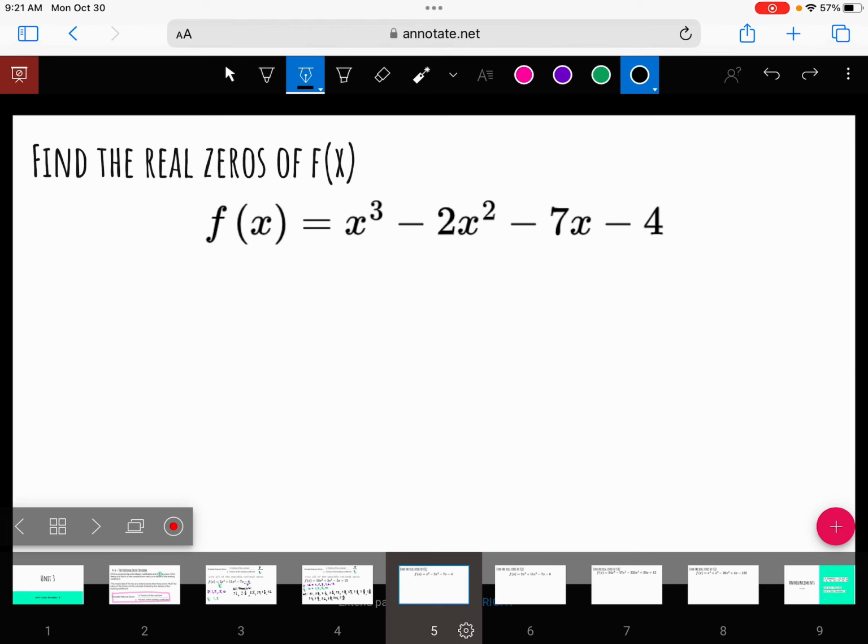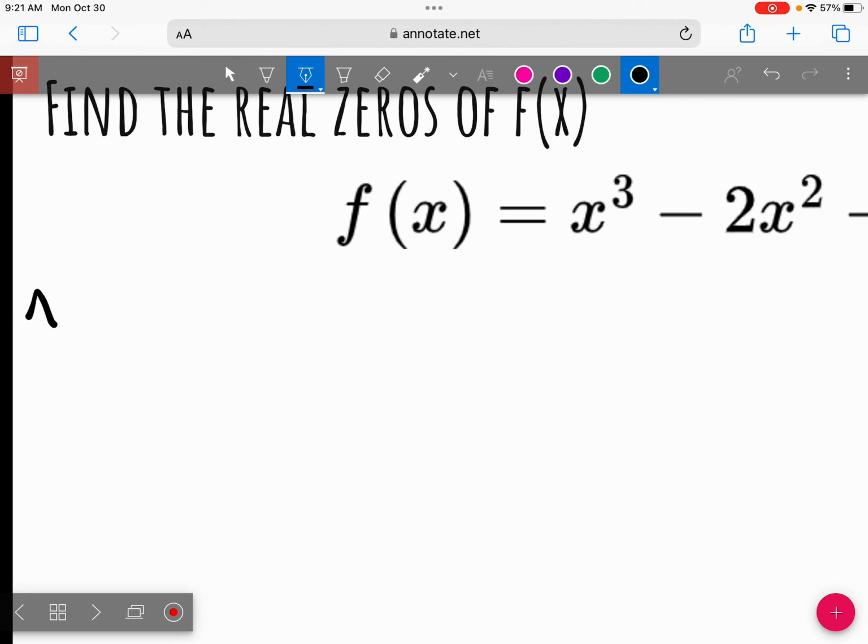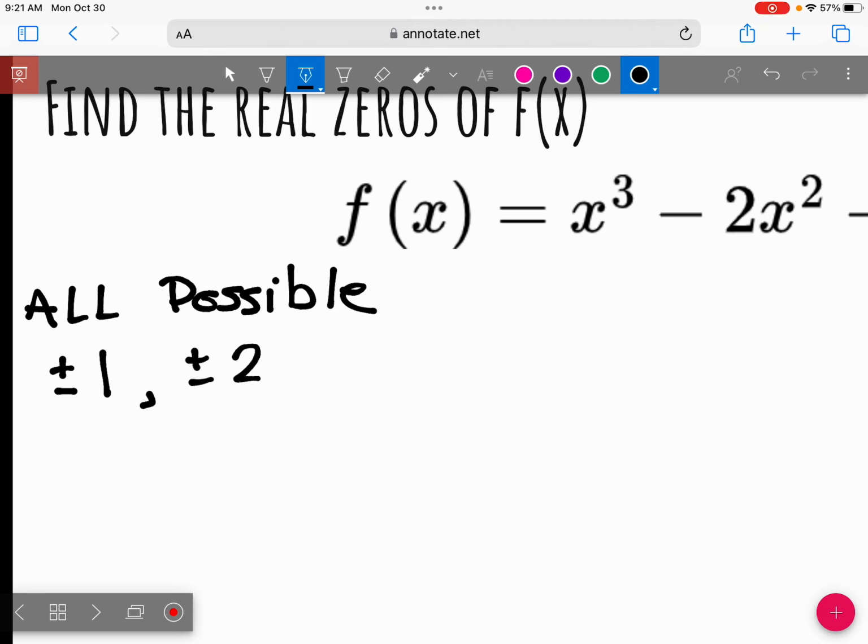So what are our possible answers here? Yes. So plus or minus 1, plus or minus 2, and plus or minus 4. Because it's the factors of 4 over the factors of 1. How many roots is this going to have in total? 3 total roots, because it's a cubic, right? I have 6 real options here.